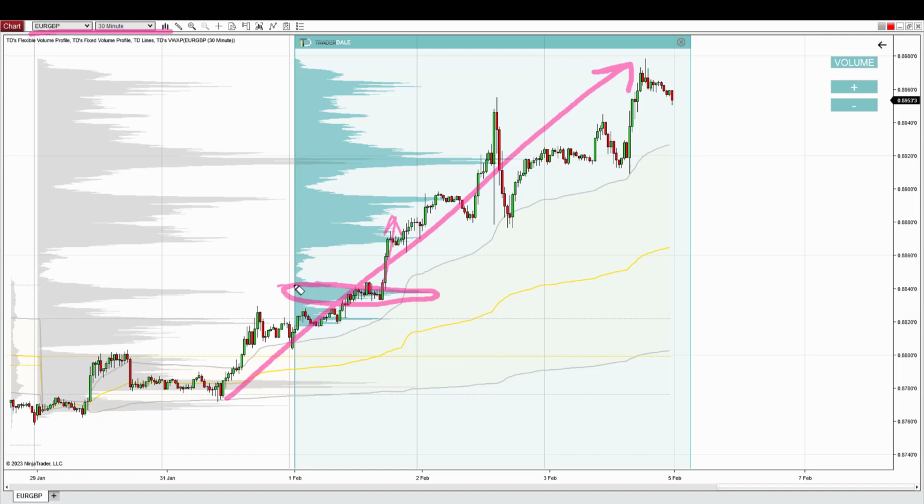The beginning of that volume cluster is at 88.41. Let me draw a line there real quick, and it is likely that when the price makes it back to this level, to this support, that it will react there as buyers from this place will want to defend this area, which is clearly important for them because they placed a lot of their longs here.